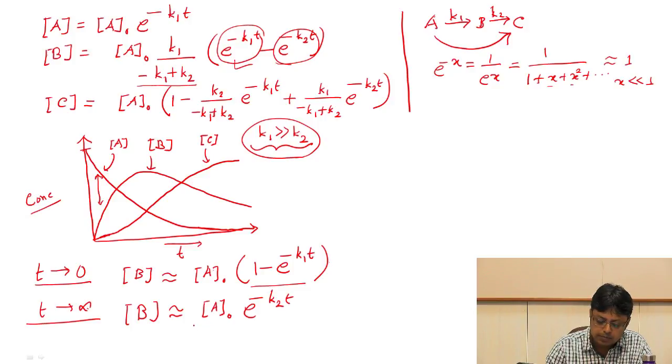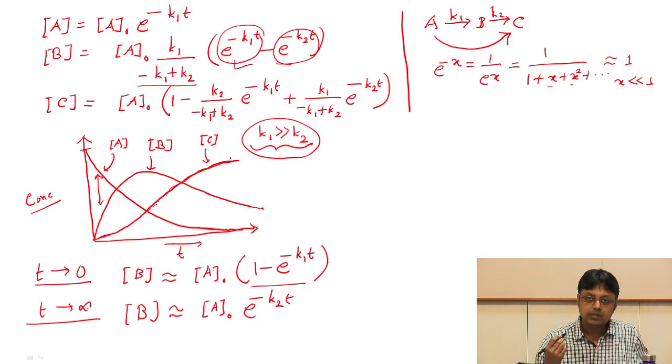So in the long time, B is decaying with its own rate constant, which is basically B forming into C, and at that rate C is also growing. You can see that. Now let us consider the other limit.